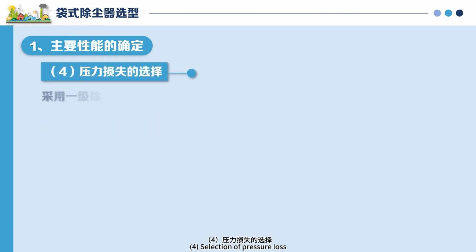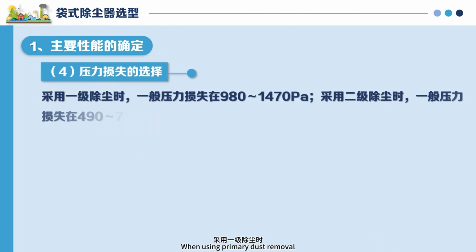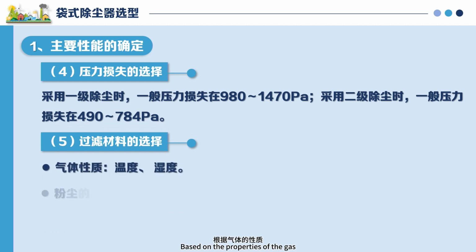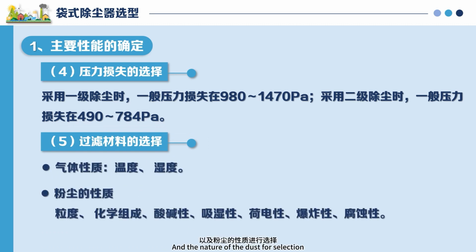4. Selection of pressure loss. When using primary dust removal, the general pressure loss is 980 to 1470 pascals. When using secondary dust removal, the general pressure loss is 490 to 784 pascals. Selection of filtering materials is based on the properties of the gas and the nature of the dust.